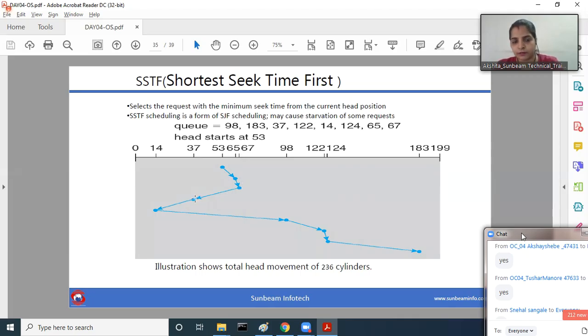go to 37. From 37, it will again observe I have to traverse either at 98 or at 14. Obviously, the 14 is nearer to me. I will travel 14 and I will then go back to 98, then 122, 124 and 183. So this is called as shortest seek time first. It selects the request with a minimum seek time from the current head position.